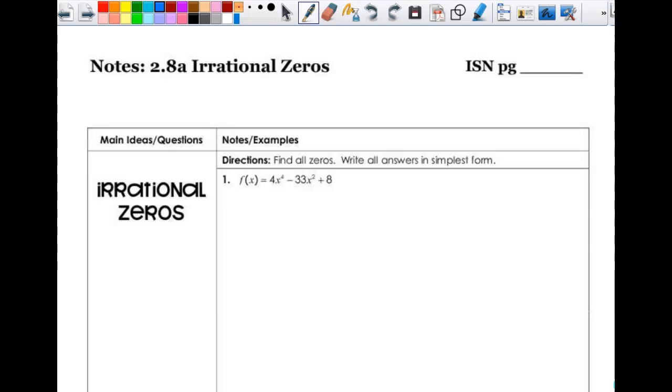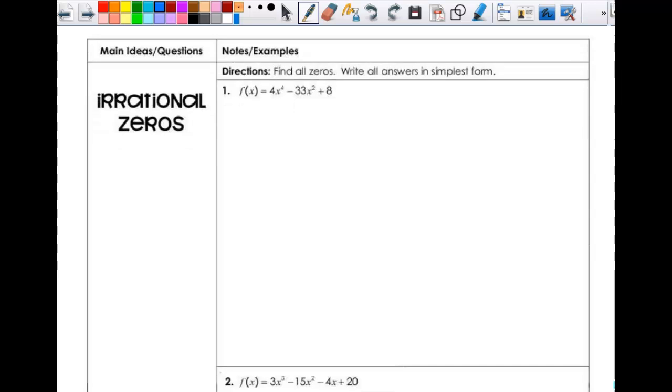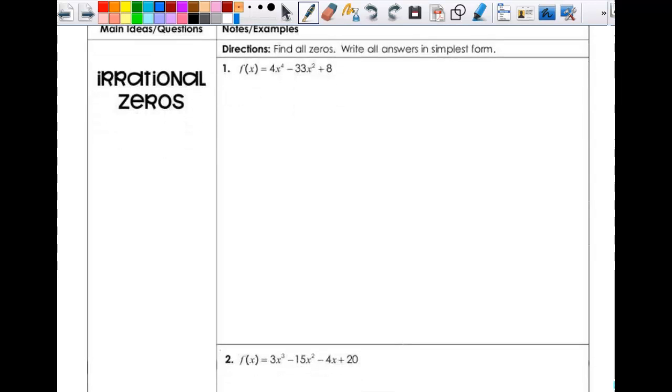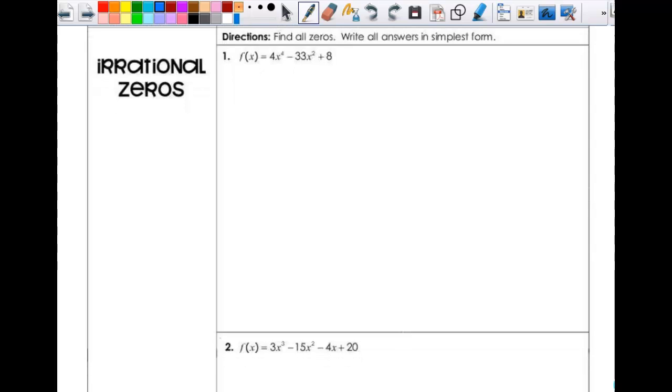Everything we have factored and all the zeros that we have found so far have all been rational. So this says to find all our zeros and write in simplest form. All right, so we've got to factor this. I do not have a GCF. A is not 1, so I'm going to factor by grouping. This is to the 4th power, but that's fine because it's set up like a quadratic. No biggie. So I'm going to multiply 4 times 8. That gives me 32. Then two numbers that multiply to give me 32 and combine to give me negative 33: negative 1, negative 32. Right?